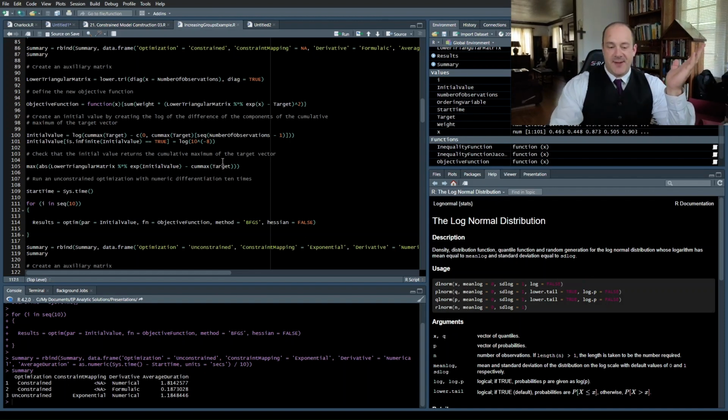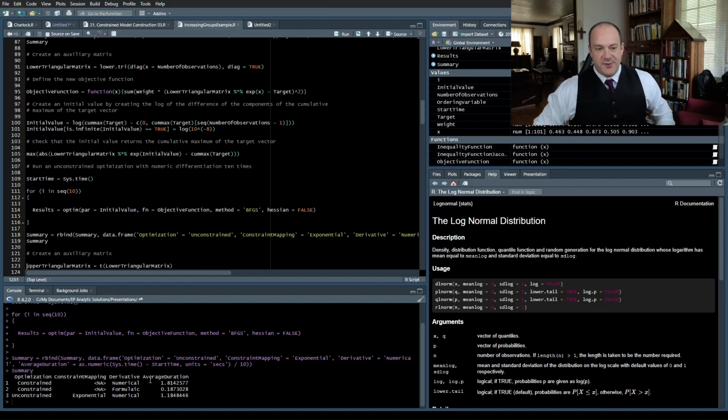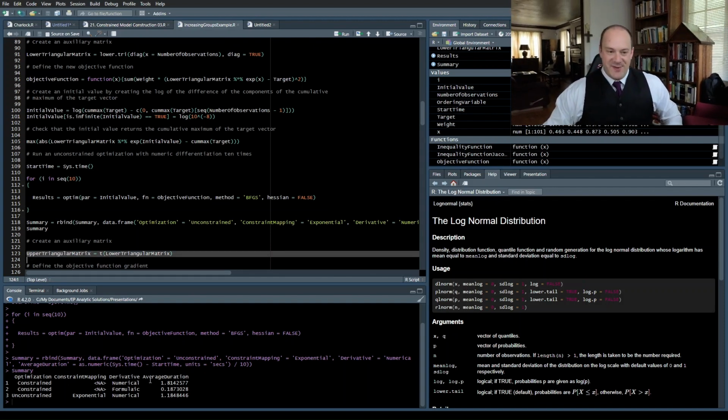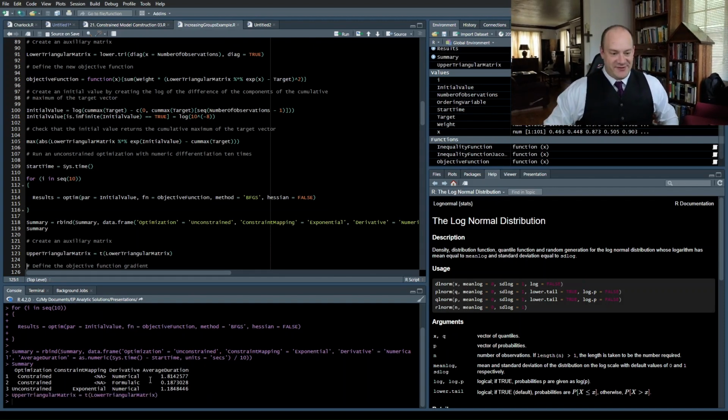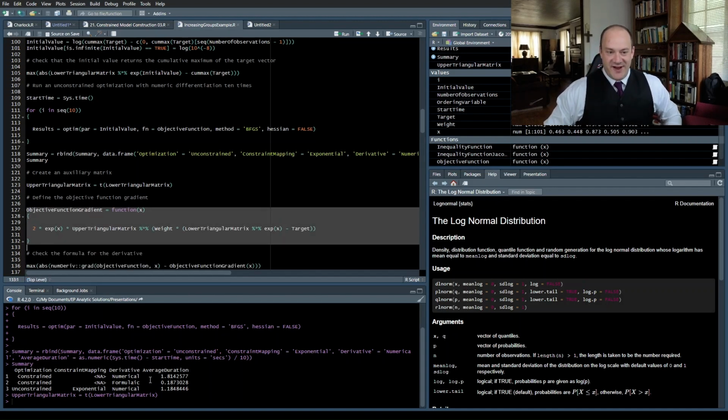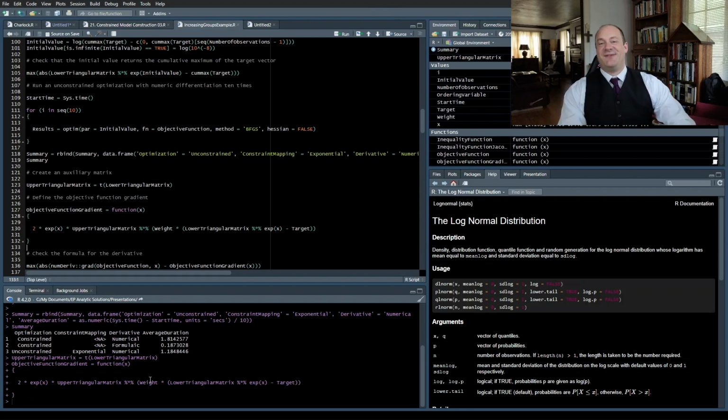Better than the constrained optimization problem, but not nearly as good as the constrained optimization problem with analytic derivatives, with formulaic derivatives. Okay, fine. Well, we're going to create another auxiliary matrix, an upper triangular matrix. Why are we doing that? Well, because we're going to create the gradient of our new objective function. That's why we're doing that.